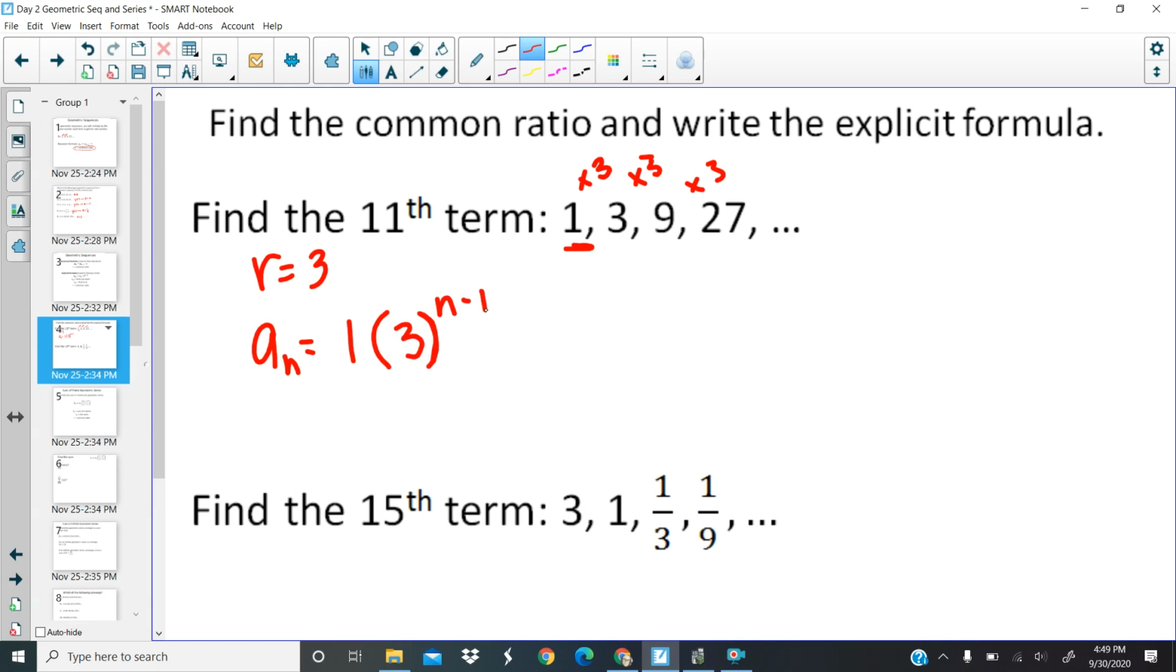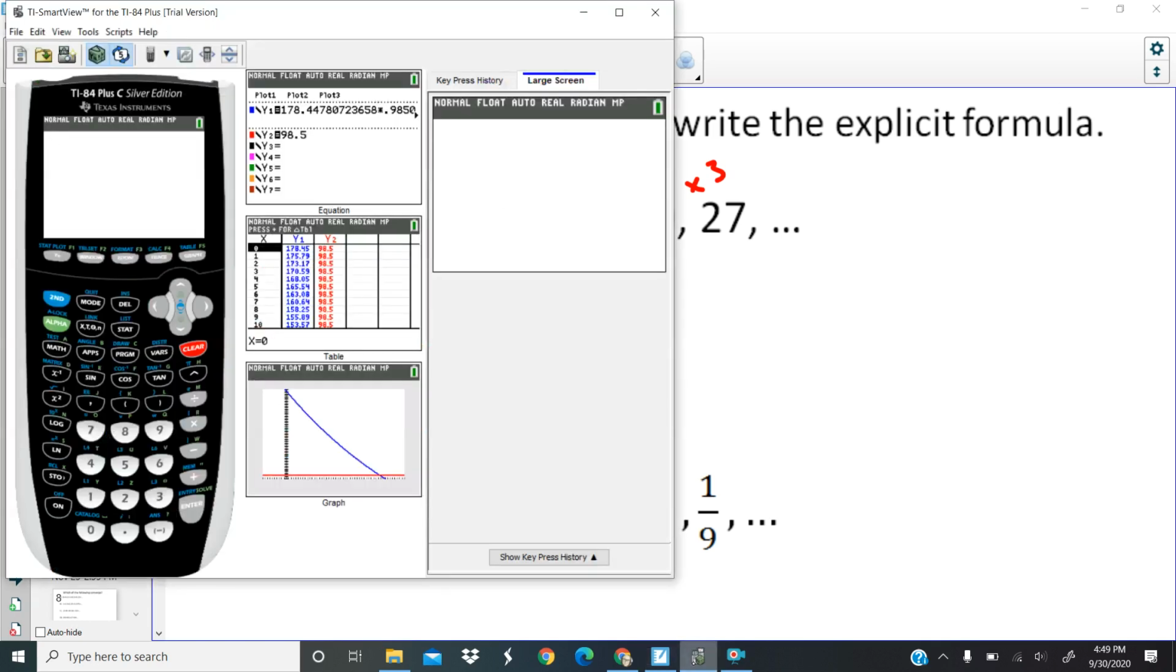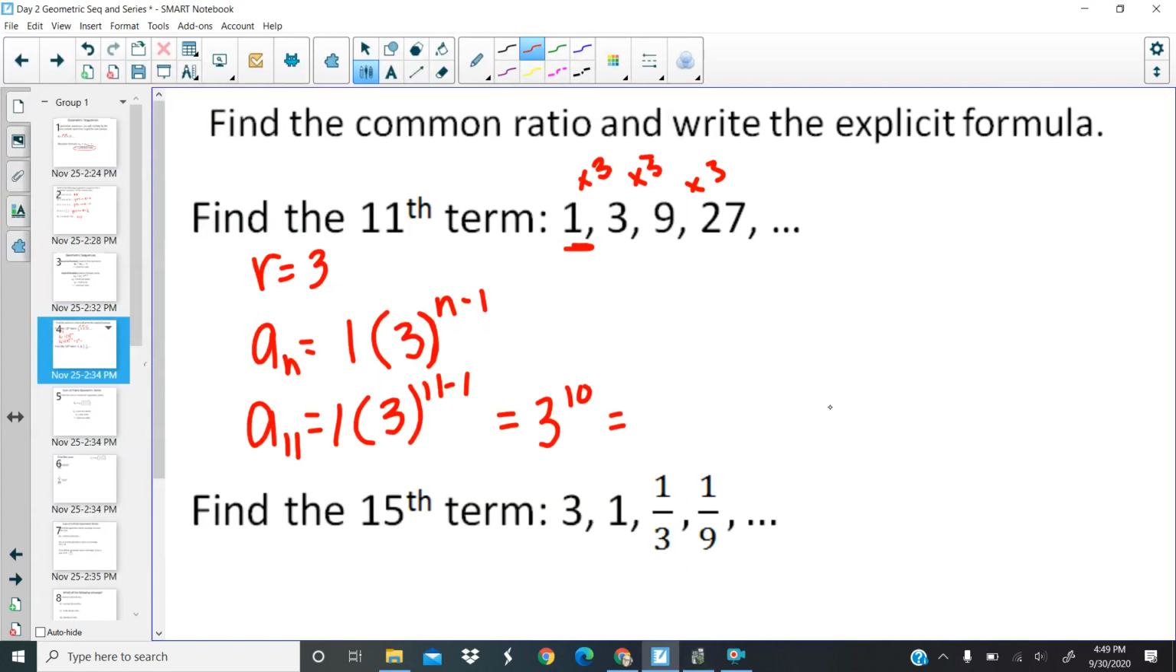And so then to find the 11th term, we're going to actually use that. So I would have a sub 11 equals 1 times 3 to the 11 minus 1 power. So then that's going to end up equaling, the 1 is going to cancel out. It's not going to affect anything. So it's 3 to the 11 minus 1. So that would just be 3 to the 10th power, which is going to equal 59,049.